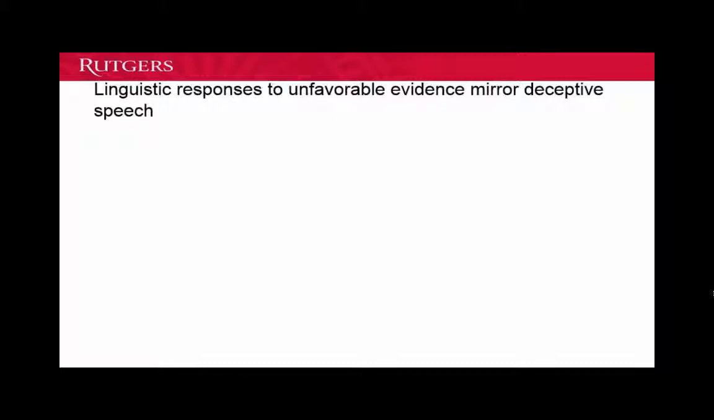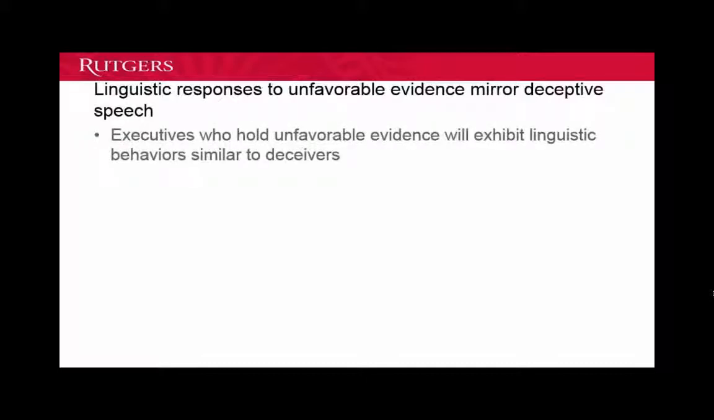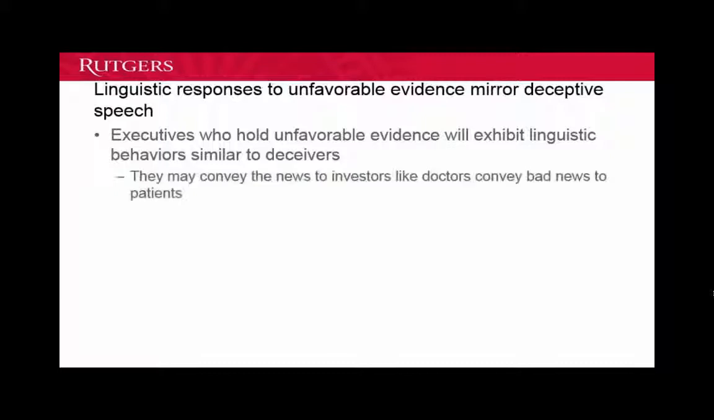So let's look at these examples where Bloomfield says linguistic responses could mirror deceptive cues. Executives who hold unfavorable evidence will exhibit linguistic behaviors similar to deceivers. They may convey the news to investors like doctors convey bad news to patients. So they might let them gradually in on the bad news, and this may be similar to how deceivers talk. Maybe they're not as blunt. They use the non-immediate cues, maybe passive voice or something like that. There's a study he cites that shows that this speech that doctors use to convey bad news is similar to deceptive speech. And maybe that's how the CEO and CFO are talking when there's bad news. Okay.